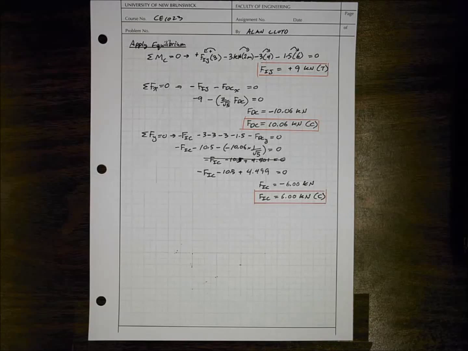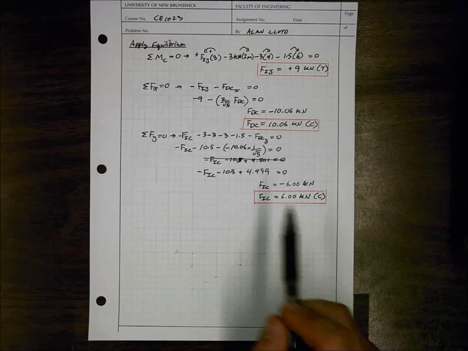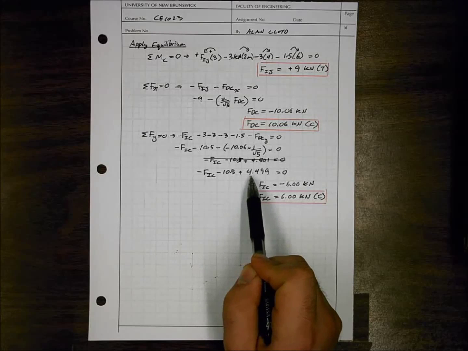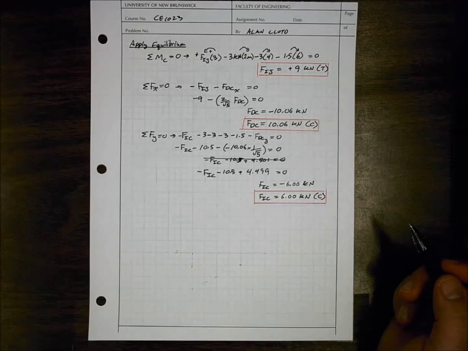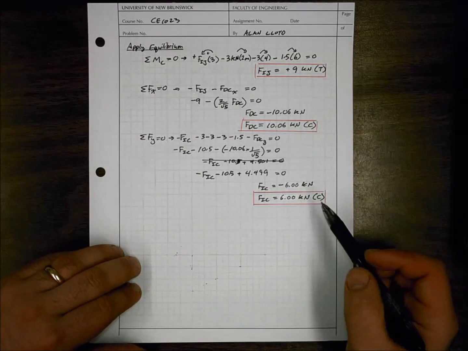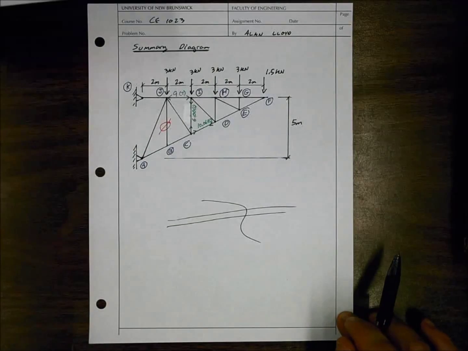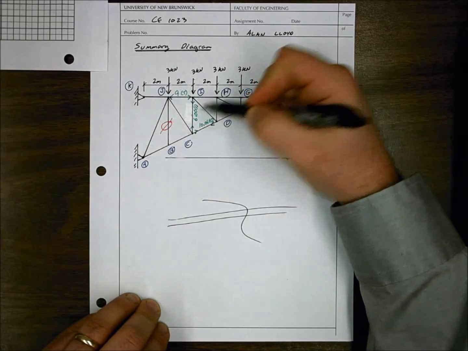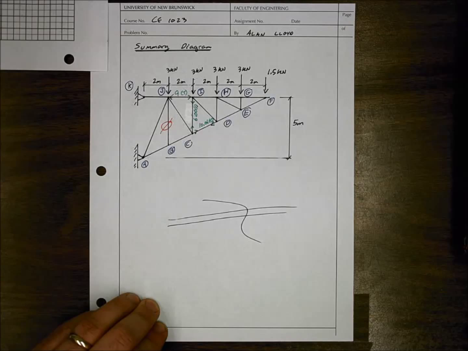So I had made a slight error when I did this on the fly calculation. Negative 10.05 plus 4.499 is minus 6.0, not 5.55 I think I had. So now FIC is actually 6 kilonewtons in compression, and this changes our diagram slightly. We have 6.0 in compression on member FIC. The other members remain the same. It was simply a calculator error.